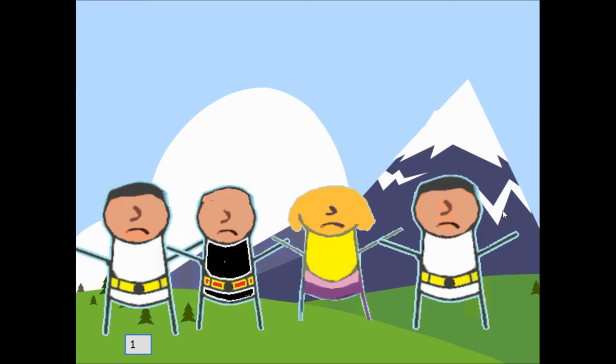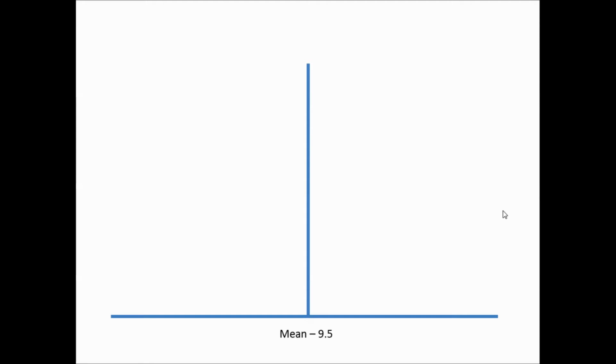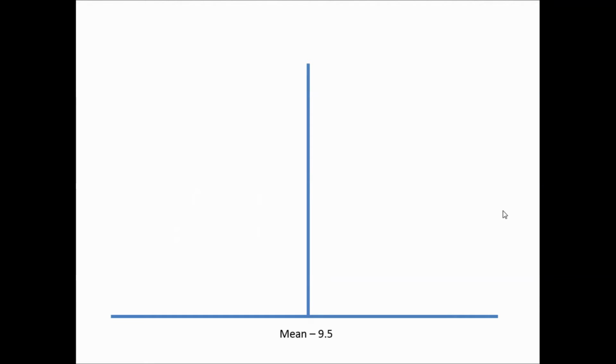However, in this other example, this guy only gets 1 out of 30, this guy gets 2 out of 30, this guy gets 5 out of 30, and this smart Alec here, 30 out of 30. Now, in this example, the mean is 9.5. But as you can see, no one's anywhere near that. So on this table, you've got the 1s, you've got the 2s, the 3s. On this side, you've got the 30.